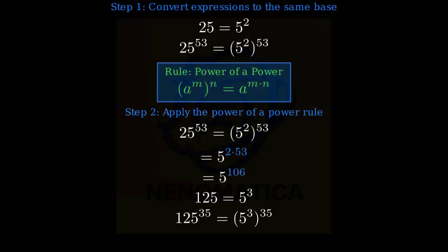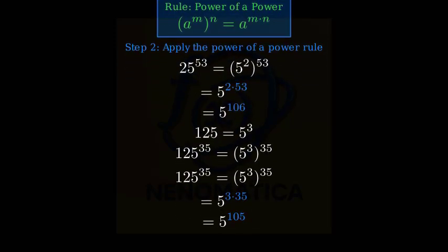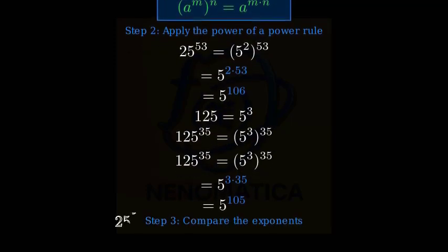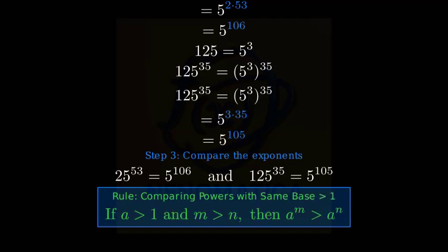Now that both numbers are expressed with the same base, 5, we can directly compare their exponents. The first number is 5 to the power of 106, and the second number is 5 to the power of 105. Since the base 5 is greater than 1, the larger the exponent, the larger the number. Therefore, 5 to the power of 106 is greater than 5 to the power of 105, which means that 25 to the power of 53 is greater than 125 to the power of 35.